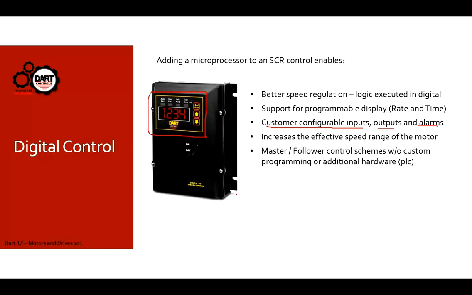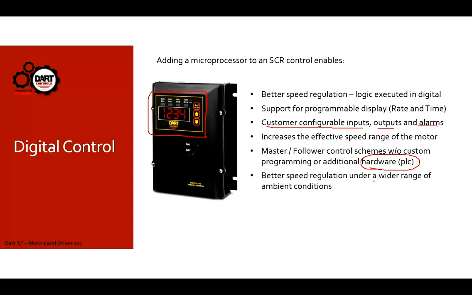We can actually set up master-follower type schemes. So this would be used when there's 2 or more motors and they need to run in some proportion to each other. So the master or the leader, and then the follower, typically the follower is running at some percentage of whatever the master is. The traditional way to set this up might be to use something like a PLC, but if that capability is built in the drive, obviously we can save a lot of time and money going that route.